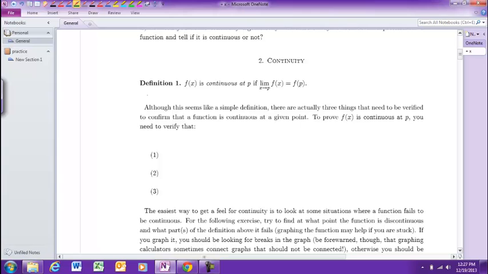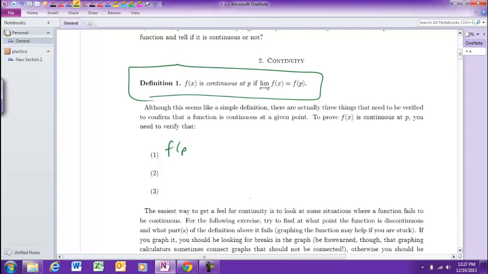So our definition is this, definition of continuity. Your function is continuous if the limit as x approaches p of f of x is equal to f of p. And it seems very straightforward, but there's actually three important things that need to be verified. First of all, we need to have f of p defined, so it needs to actually exist.